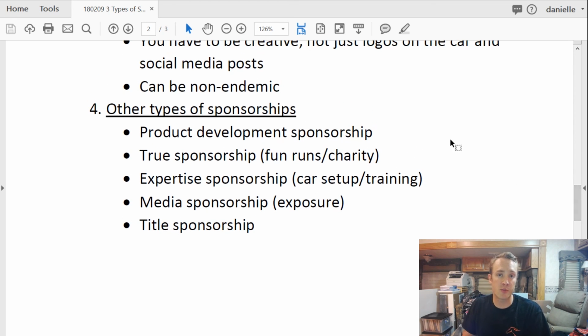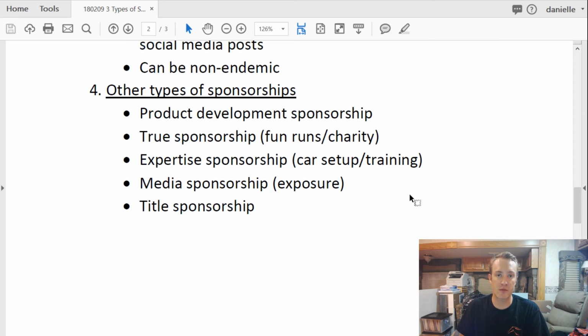There are a couple of others that are definitely worth mentioning. Product development is a big one. If you find a company that's developing a new product for your particular vehicle or for what you do, maybe a camera, whatever it may be, and they want to test it in the environment, you can help them. They might give you that product, but you need to provide reviews, feedback and data so they can improve and develop it and then maybe release it. It could be in beta, right? That's a product development sponsorship.